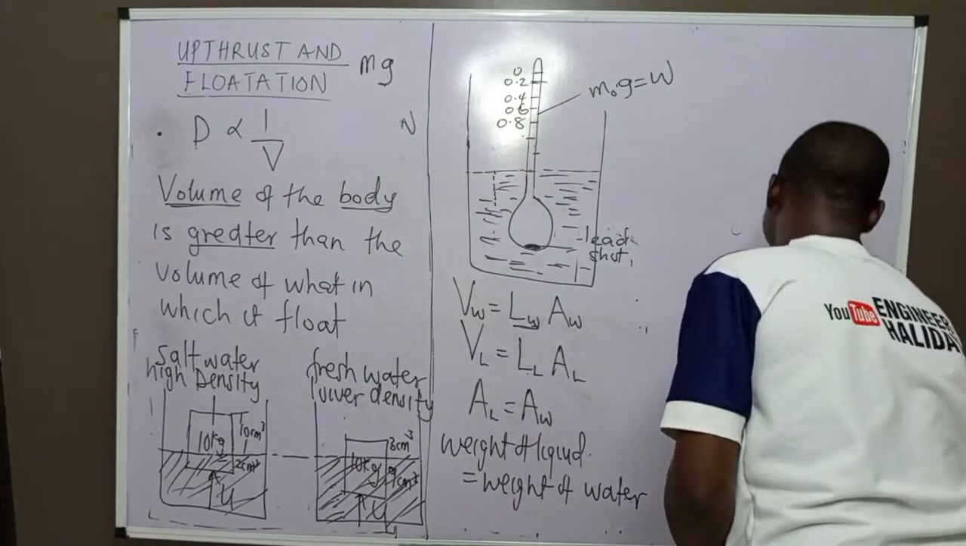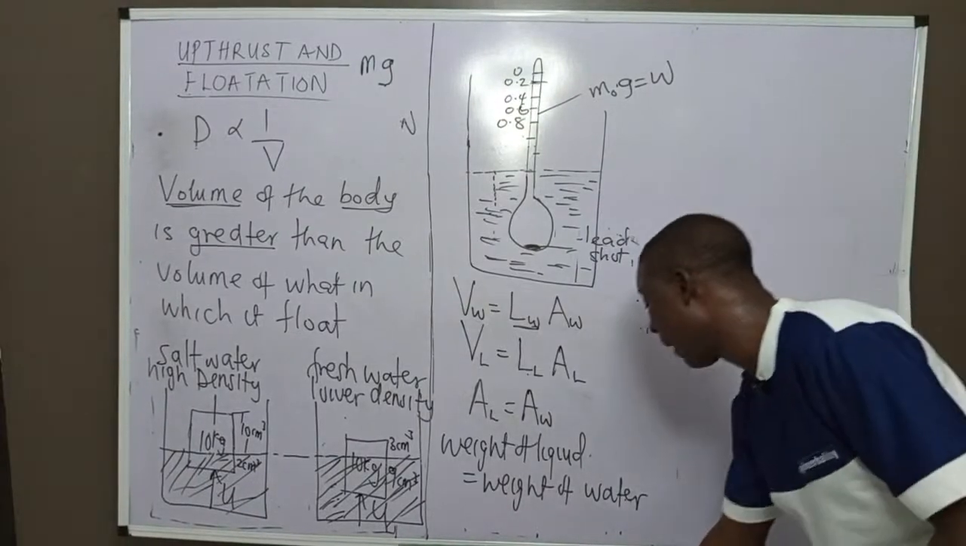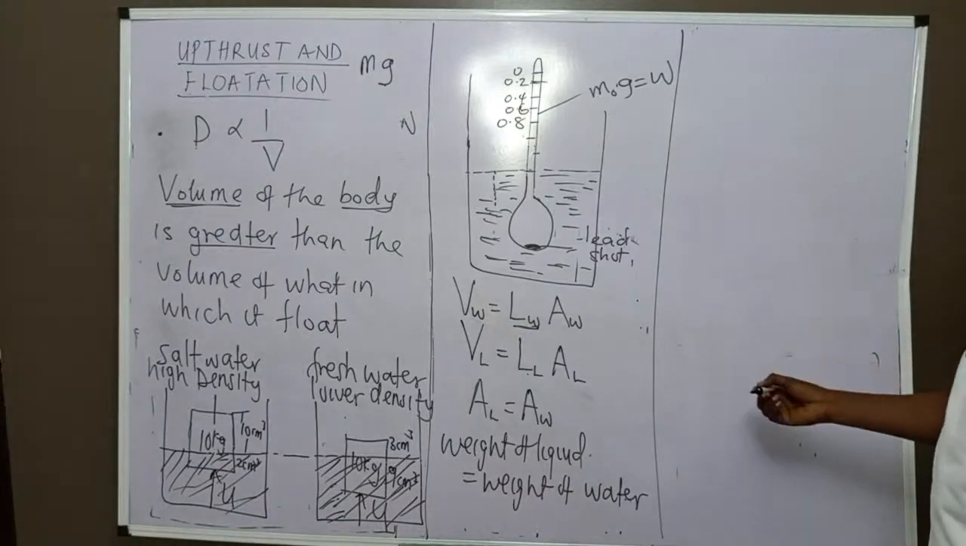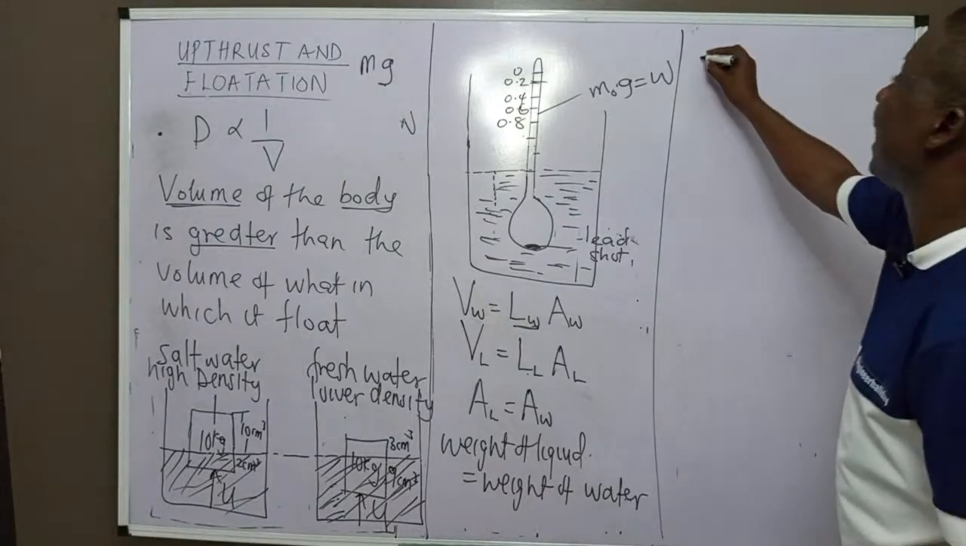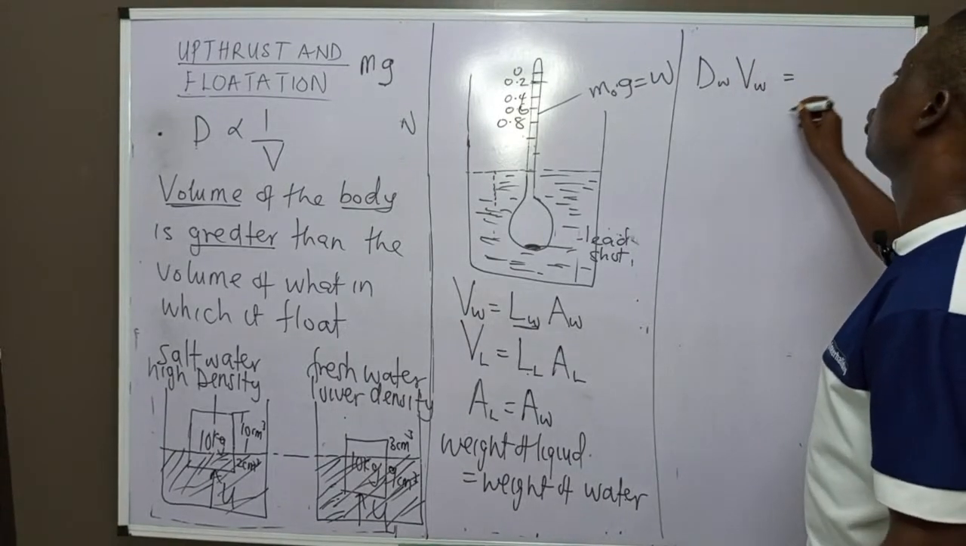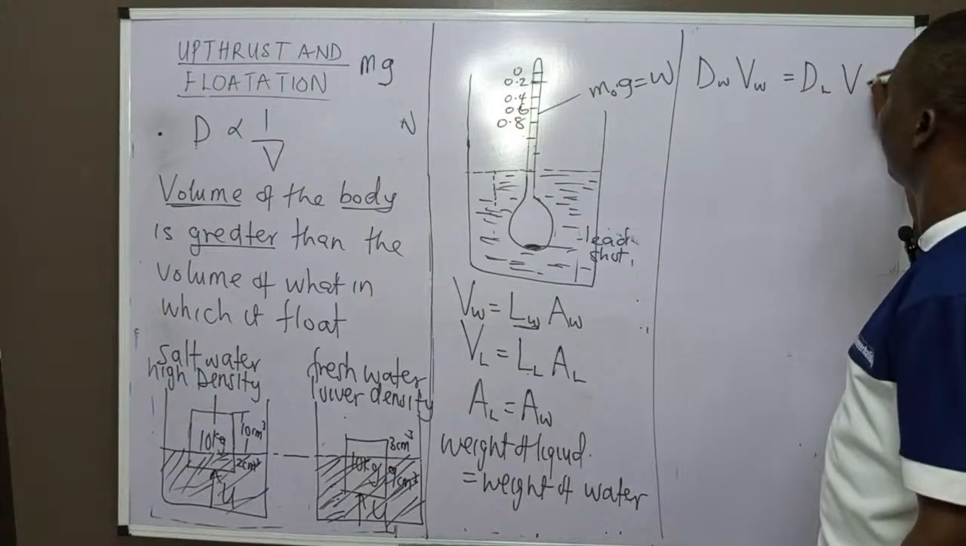Also, a hydrometer can be used to measure relative density of liquid. You can convert relative density to water. So density of water times volume of water equals density of liquid times volume of liquid.